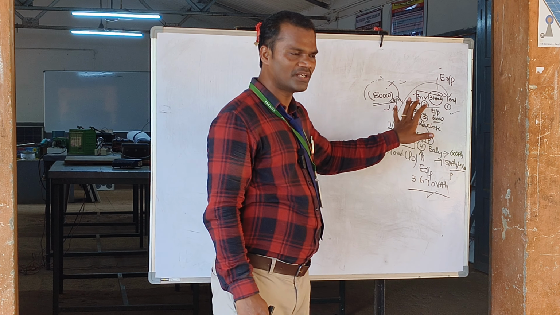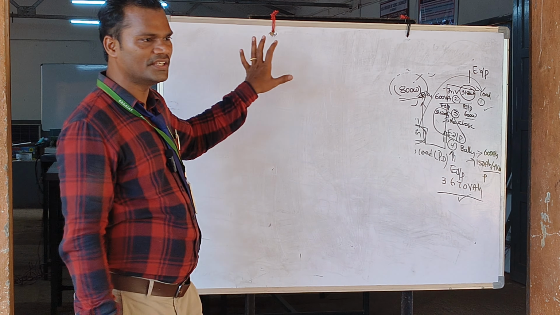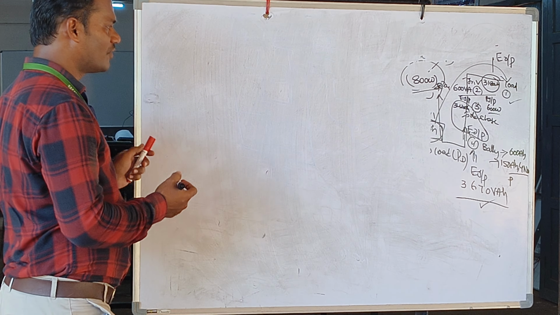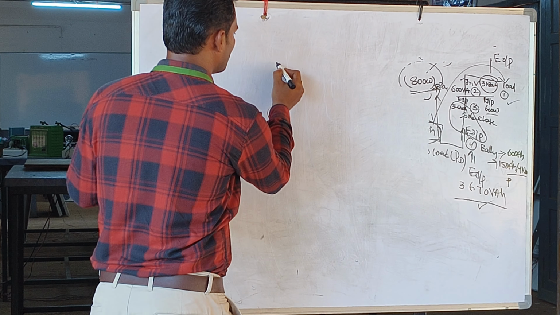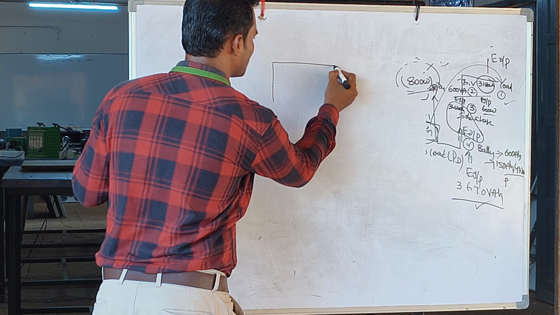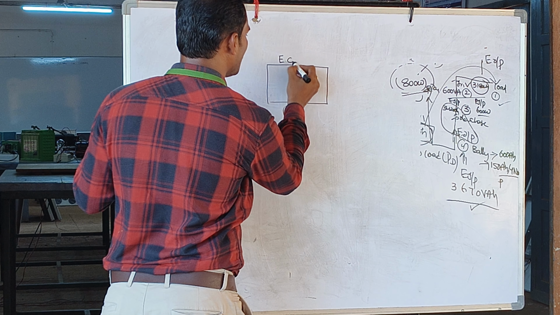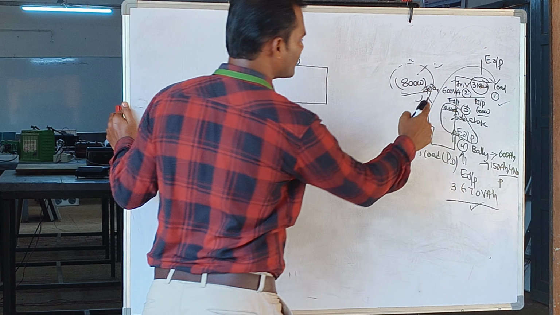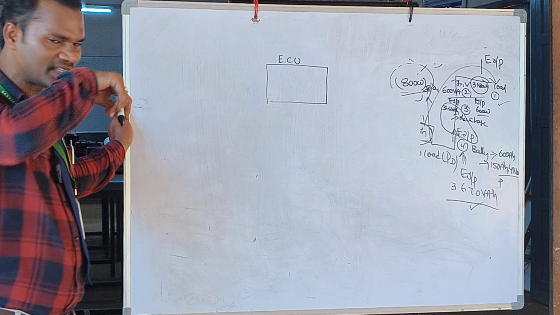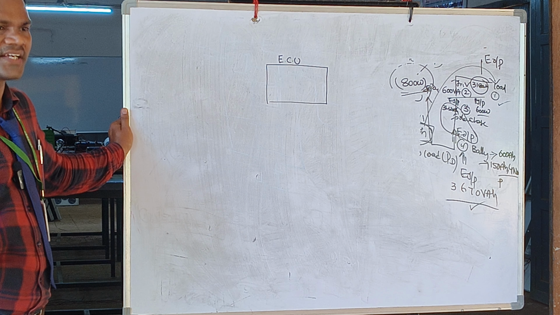and each individual component. Now let's try to draw the diagram. Okay, so now what is the heart of our diagram? Which is nothing but an electronic control unit. So this is called electronic control unit. What does the electronic control unit consist of? This electronic control unit is nothing but a grid connected inverter.